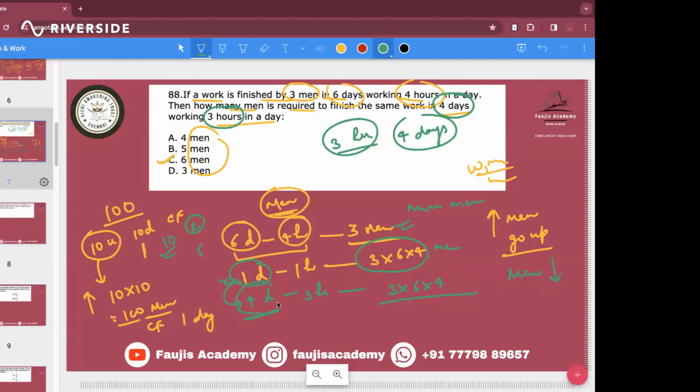And if it becomes less, where will you be writing? The denominator. Right, guys? And now you had only 1 hour of time. Now you have 3 hours of time. So you need even less number of men. So you write again this 3 in the denominator. Now let's solve it. How much is the answer? It's 6. 6 men will be required.